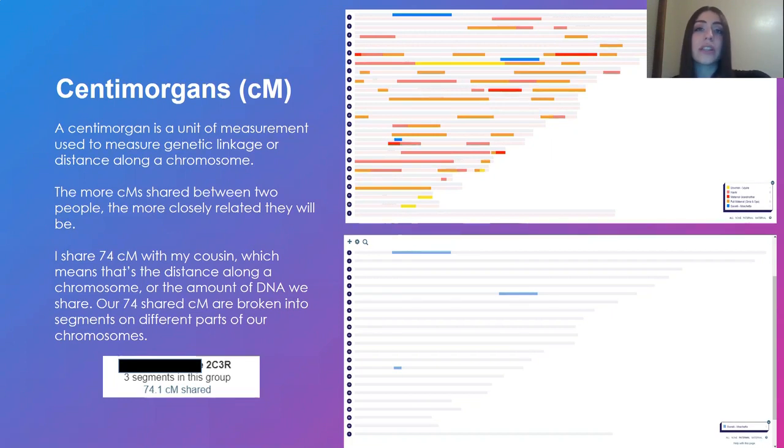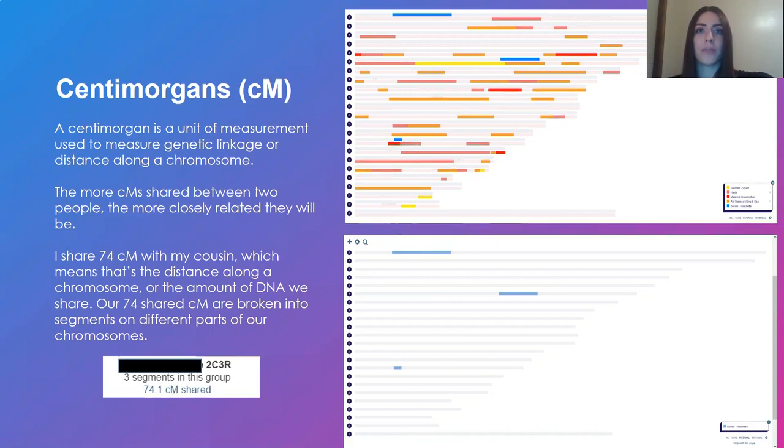So the reason you want to know this is because it can be really helpful when you're trying to figure out who one of your ancestors is. If you find a couple of cousin matches who share the same portion of chromosome with you, that means you'll all share a common ancestor.